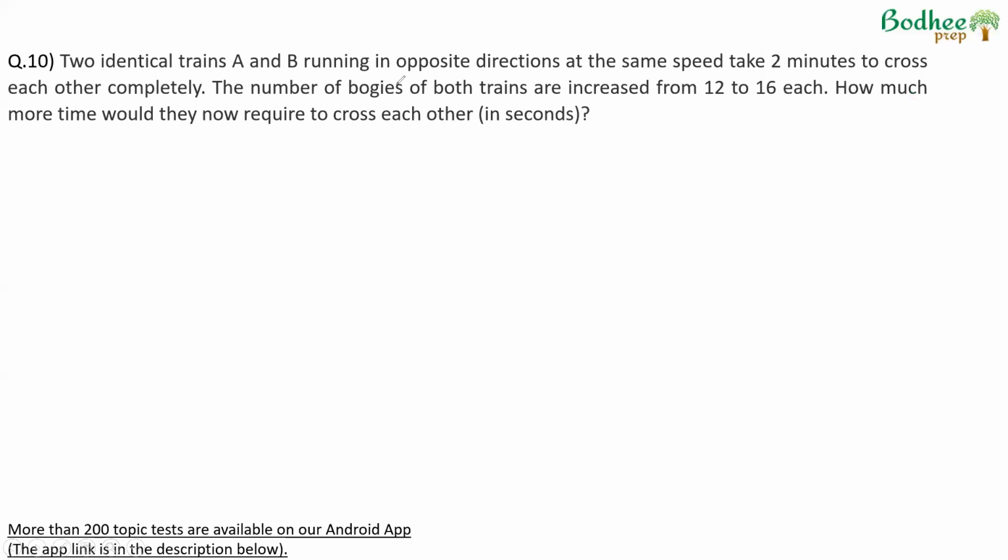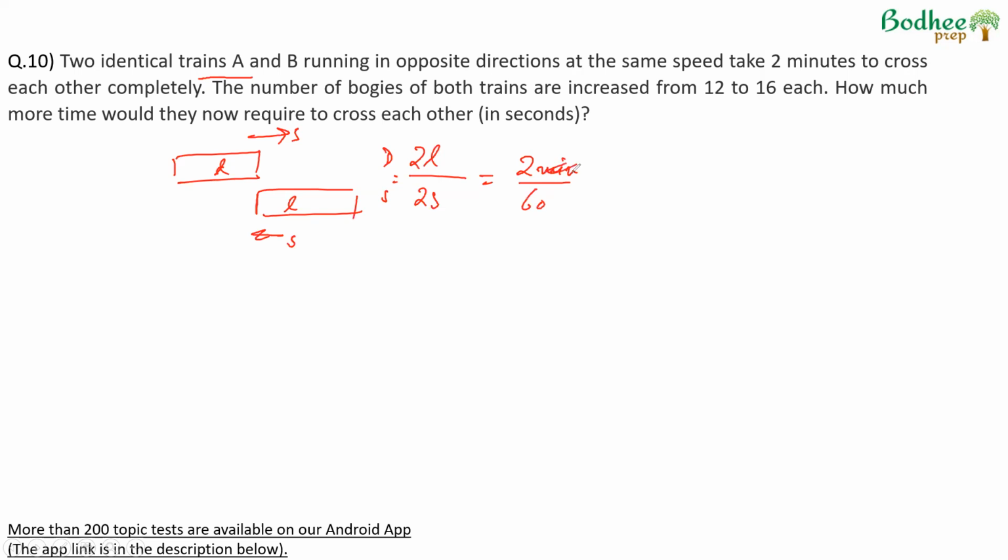Two identical trains A and B running in opposite directions at the same speed take 2 minutes to cross each other. Suppose the length of the trains are L and L, we can say that 2L upon 2S is equal to 2 minutes. Distance upon speed is 2 minutes or 2/60 hours. Let us put that.